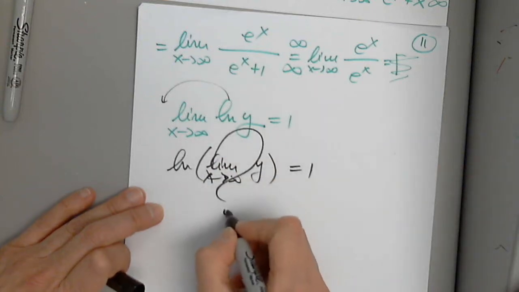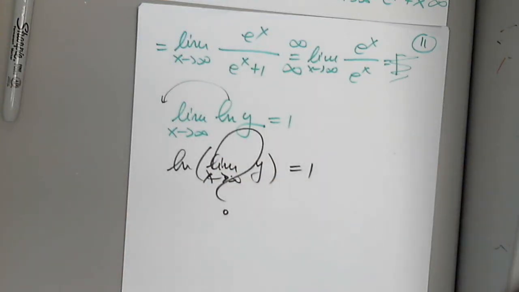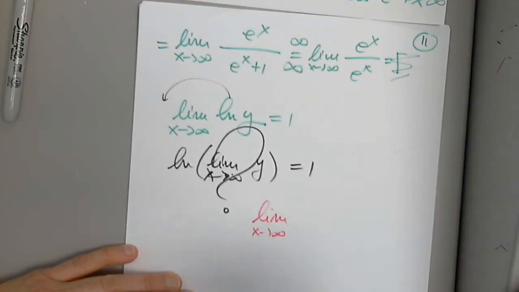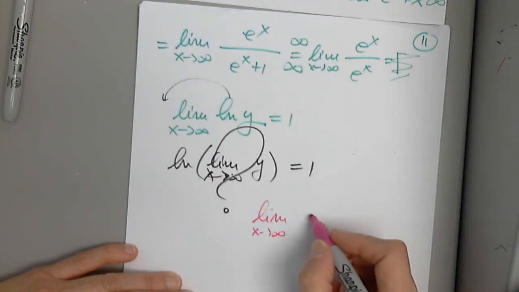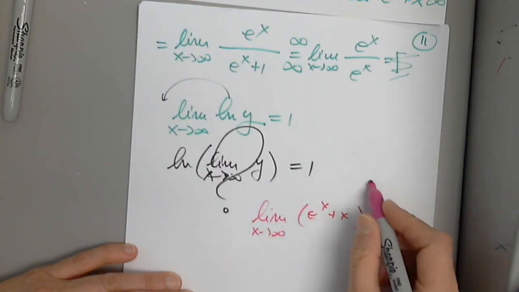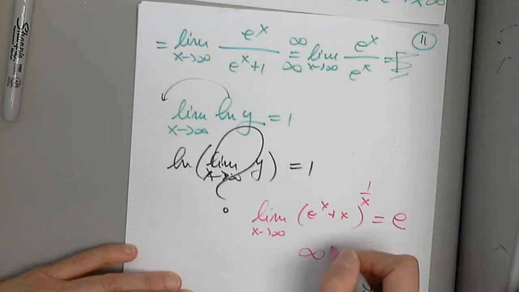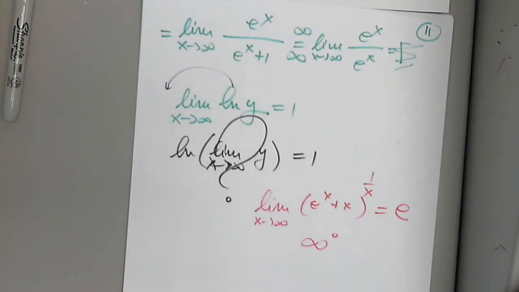And now I'm asking myself, what could that be? And there is only one answer. e, indeed. So the limit as x approaches infinity of the original function, which was (e^x plus x) raised to 1 over x, is e. You never knew that 0 to infinity will turn into e.